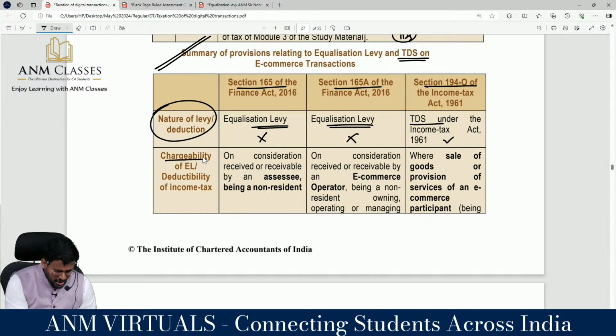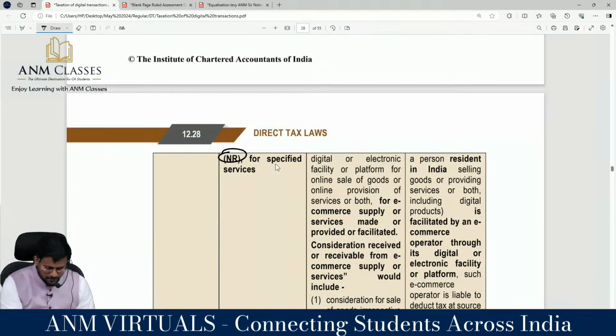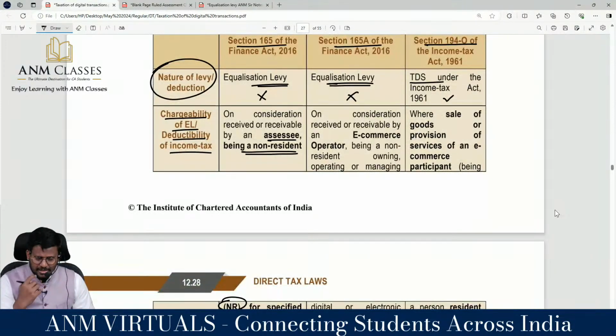Chargeability of equalization levy or deductibility of income tax on consideration received or receivable by an assessee being a resident or non-resident for specified services. So if a non-resident is getting consideration for any specified services provided to a person who is located in taxable territory, then the person located in taxable territory is the person liable to collect.